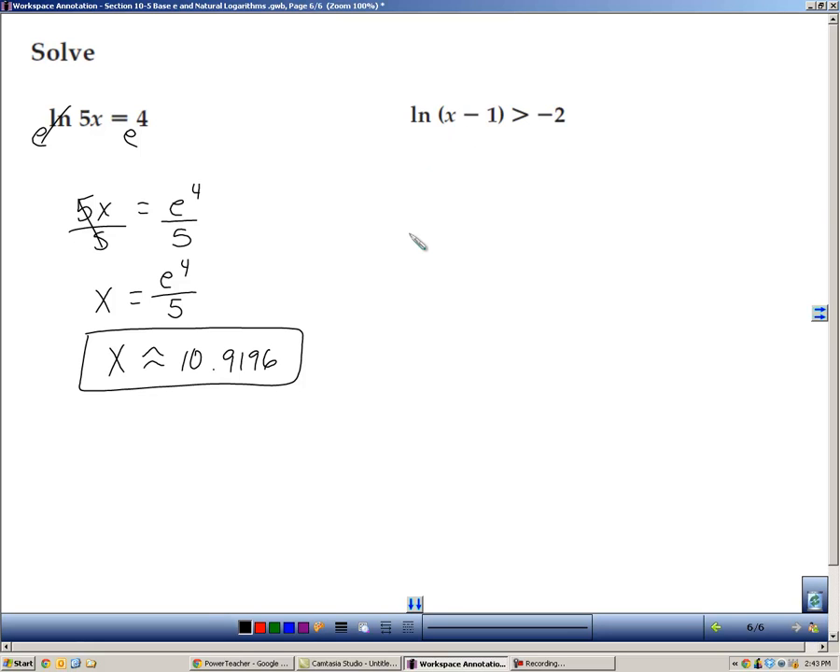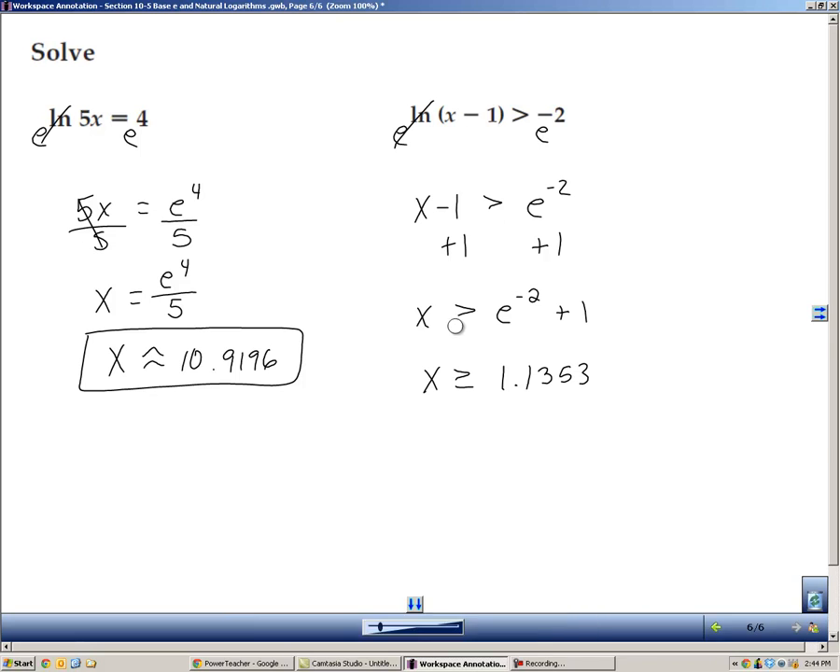Likewise over here, I already have a natural log again. I want to get rid of it, so I take both sides with a base e, so e to the ln cancels, leaving x minus 1 is greater than or equal to e to the negative 2 power. Adding 1 to both sides, you get x greater than or equal to e to the negative 2 plus 1. So take the natural base to the negative 2 power on your calculator, and then whatever that is, add it to 1, and you're going to get greater than 1.1353. Now these should not be greater than or equal to's, but there's my solution.